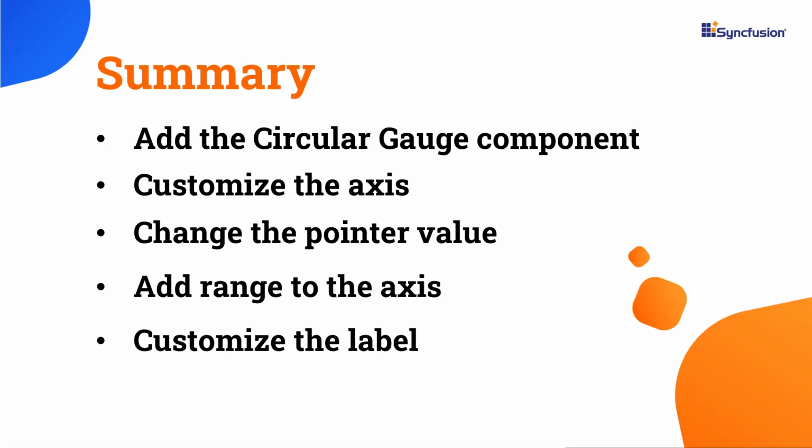In this video, I have shown you how to add the circular gauge component to an Angular application. I also showed you how to change the axis pointer value, start and end angles, axis radius, start and end ranges, and labels. If you want to try out the example used in this video, download it from the GitHub link in the description below.